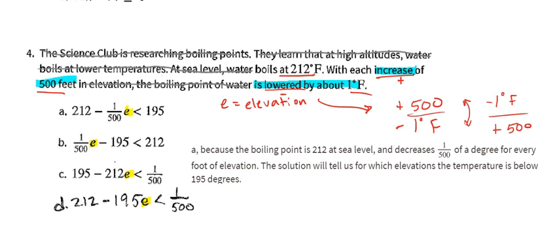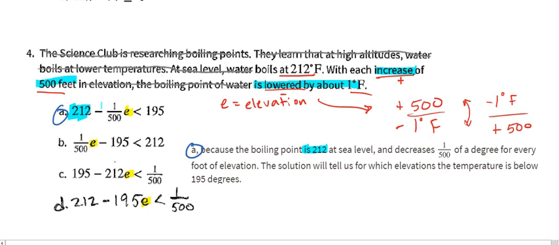Okay, mathematicians, last one. For this one, they say the answer is A. I wonder how many of you got A. This was probably the hardest one out of the 4. They say A because the boiling point is 212 degrees, and that's what we have here, and decreases by 1/500th of a degree. So let's see. This part of their explanation, yeah, that matches here. Decreases, minus, by 1/500th of a degree.